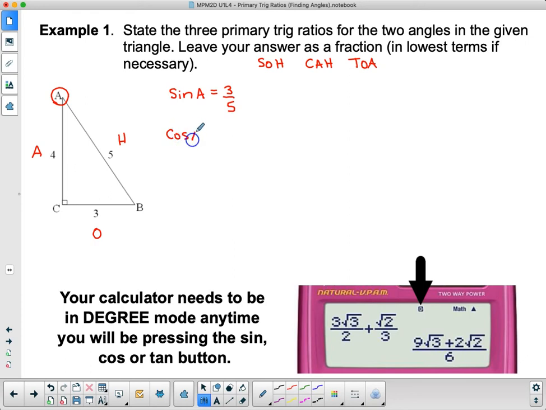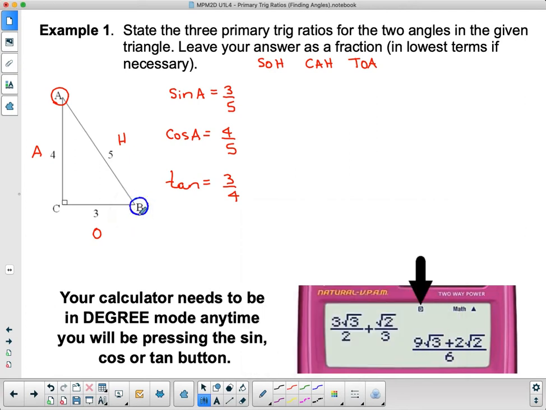Cos of A is adjacent over hypotenuse, so that's 4 over 5. And tan is opposite over adjacent, so that's 3 over 4. Now you can turn those into decimals if you want, but I'm not going to bother. Okay. But this asked us to do it for the other one too.